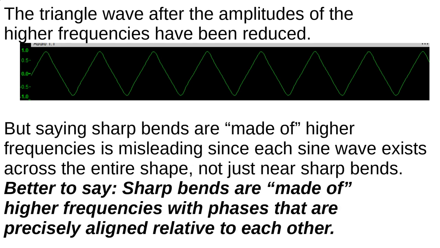But saying sharp bends are made of higher frequencies is misleading since each sine wave exists across the entire shape, not just near sharp bends. Better to say, sharp bends are made of higher frequencies with phases that are precisely aligned relative to each other.